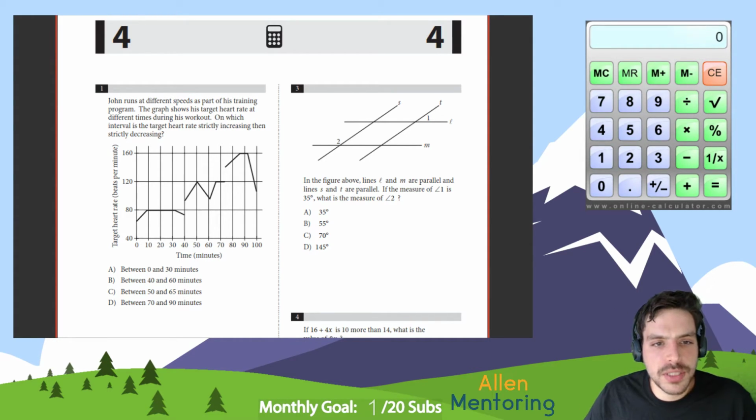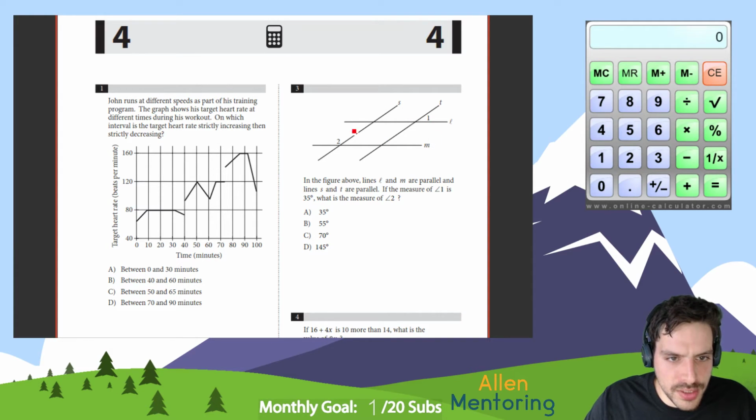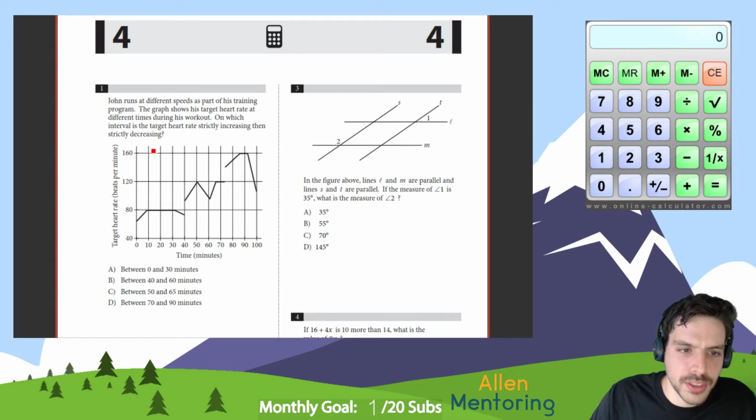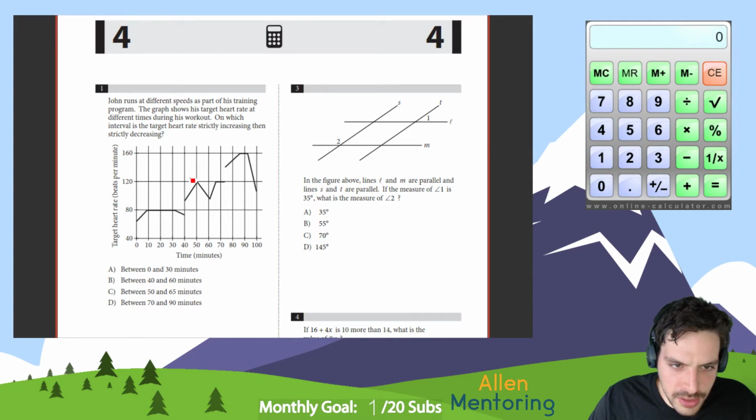The graph shows his target heart rate at different times during his workout. On which interval is the target heart rate strictly increasing, then strictly decreasing? So this is more just reading graphs. Where is it strictly increasing and then strictly decreasing? I see there are a bunch of plateaus here, goes up, then stops and down, but right here is where it goes up, then it's straight down. So that's going to be between 40 and 60.